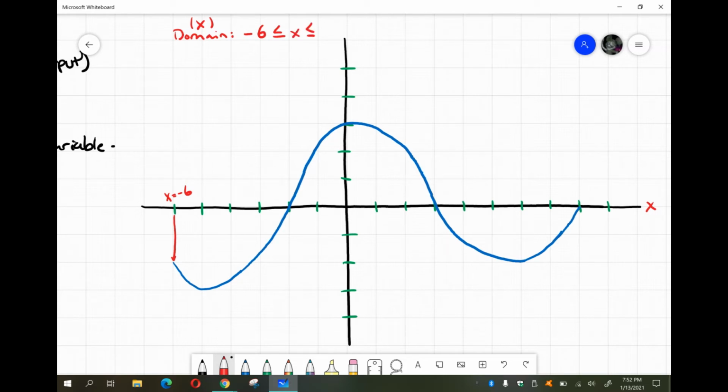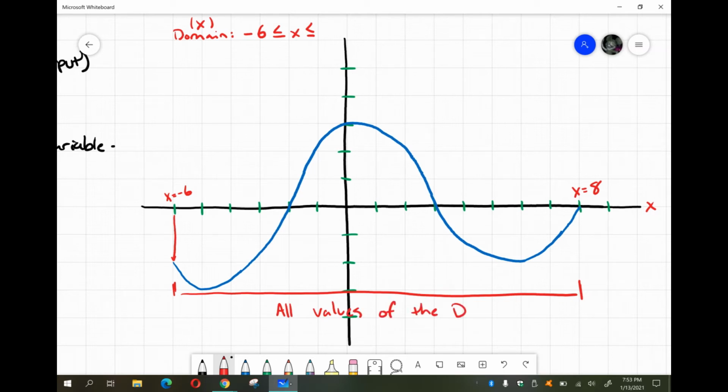So this curve is solid all the way to x is 8. Any value between x of -6 all the way up to x of +8, any value works. So this whole thing is the domain.